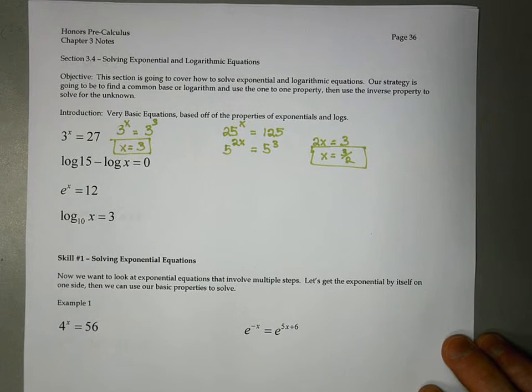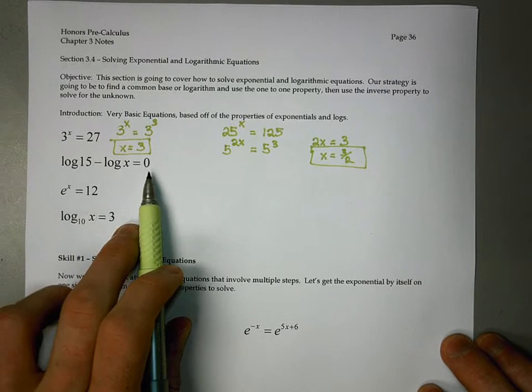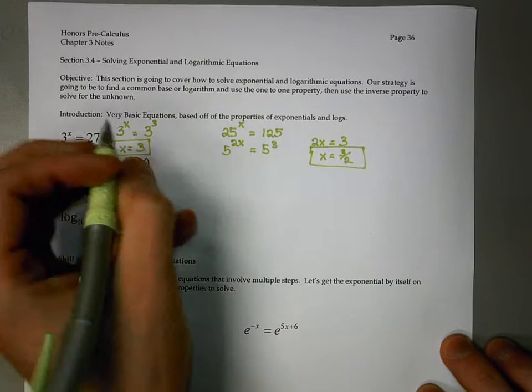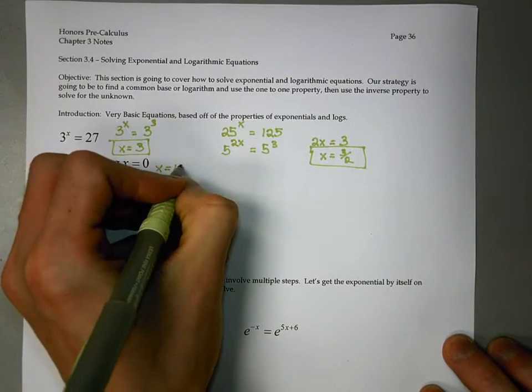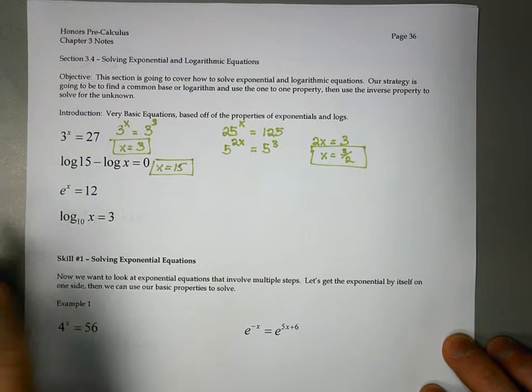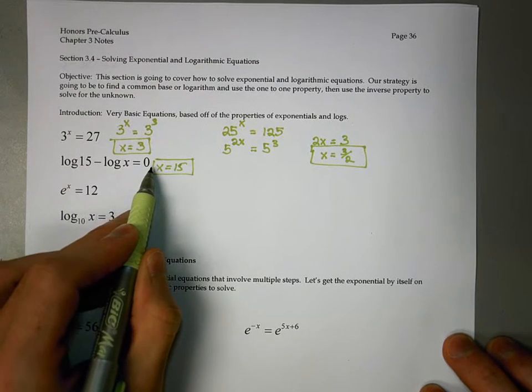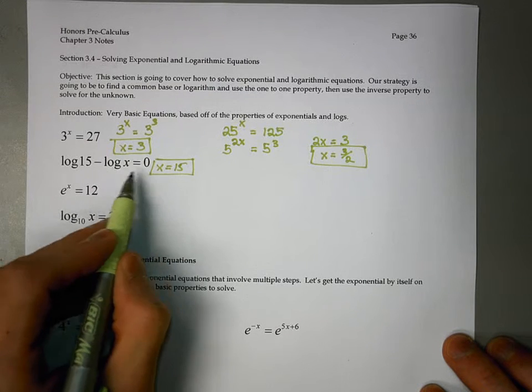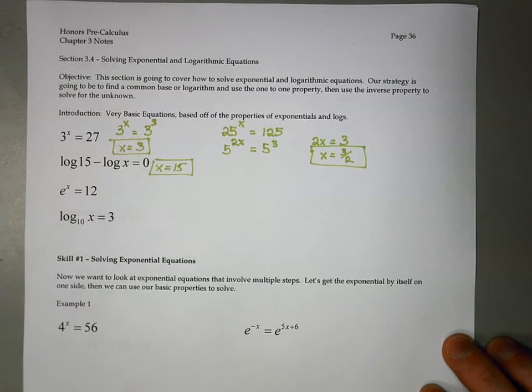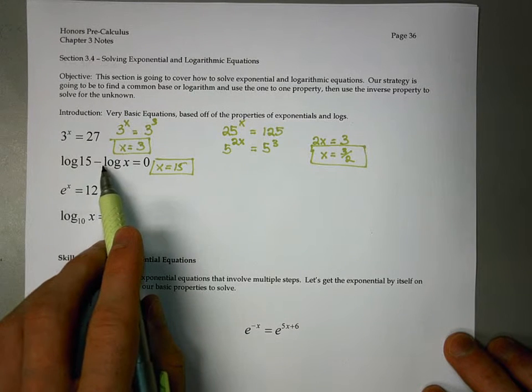The second example here, we've got log of 15 minus log of x is equal to 0, which means x is going to be 15. The reason for that is that if I have a quantity log of 15 here and I have to end up with 0, that means I've got to subtract everything, which means this log quantity has to be 15 as well.